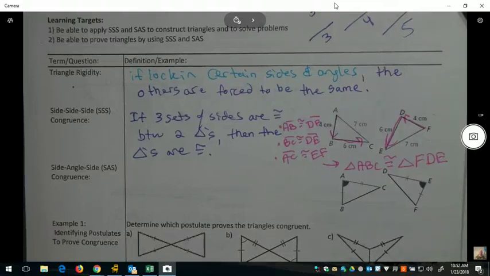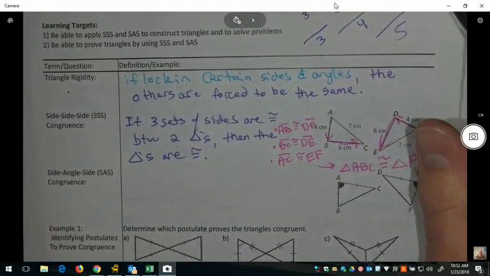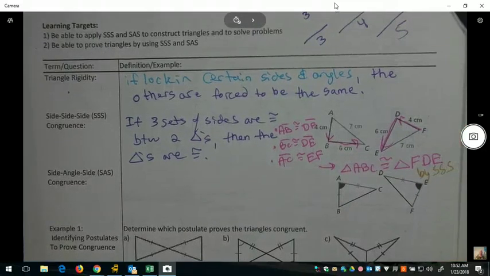Any questions so far? Yes? So for similarity, you write like a little tilde. How would you write side, side, side congruent? So I just would write they're congruent by side, side, side, no tilde at the end. The tilde is only for similarity.